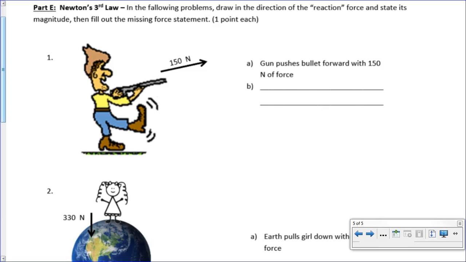So here we've got a gun that pushes a bullet forward with 150 newtons of force. The reaction there is going to be going the opposite direction. It's going to be 150 newtons as well. All right, so I've drawn that reaction arrow in there. And then I would say the bullet pushes the gun backward with 150 newtons of force.